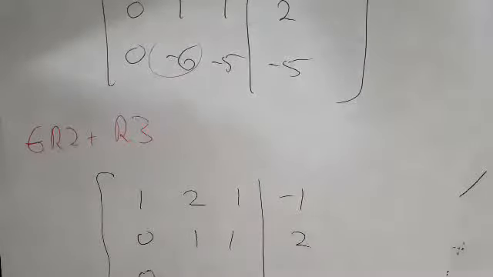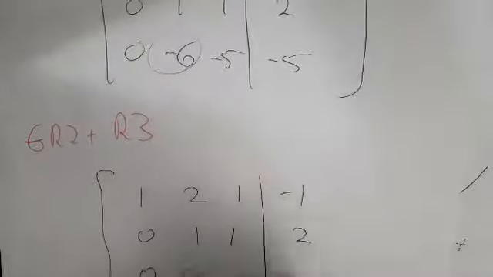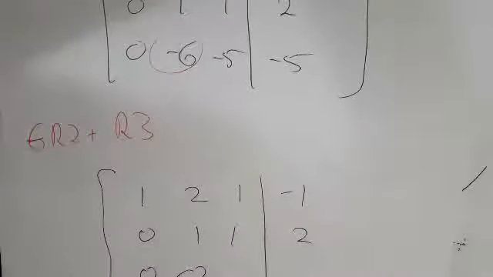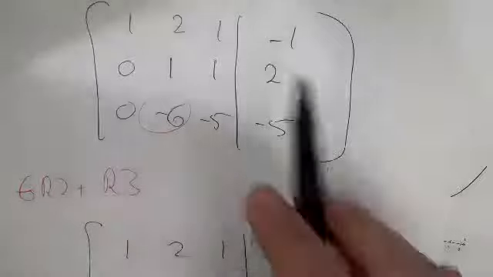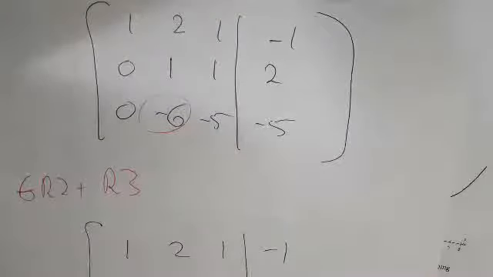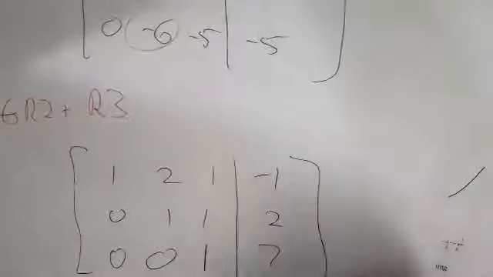1, 2, 1, -1, 0, 1, 1, 2, 0. If I do 6 and 1 and minus 6, I get 0. If I do 6 and 1, I get 6. And I subtract 5, I get 1. And the last one, I do 6, and this is going to give me 12 minus 5. 7.